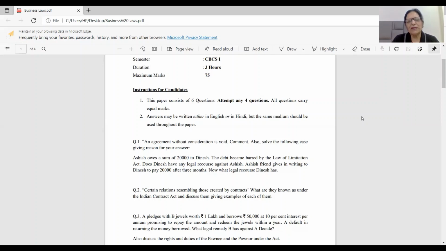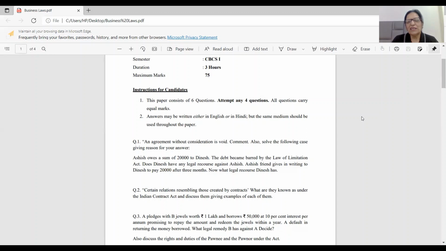So friends, the agreement took place between Ashish and Dinesh. Ashish was a borrower, Dinesh was a creditor. So he borrowed 20,000 rupees from Dinesh. The debt became time-barred debt. Friends, under the Law of Limitation Act, the debt becomes time-barred after the expiry of 3 years. It is given in the question that the debt has become time-barred. Does Dinesh have any remedy against Ashish? No. Because the debt has become time-barred. When a debt becomes time-barred, the debt does exist, but the right of the creditor to sue the debtor is lost. The debt is irrecoverable because the right is lost now.